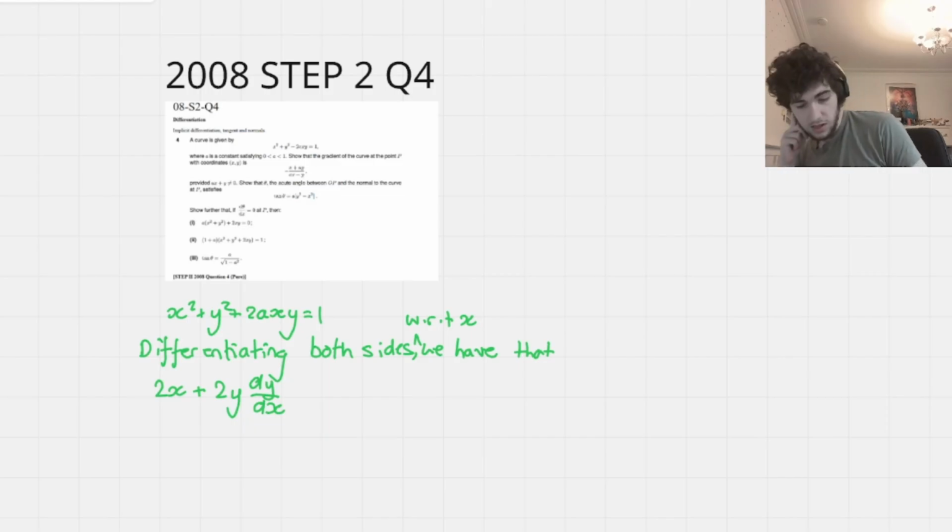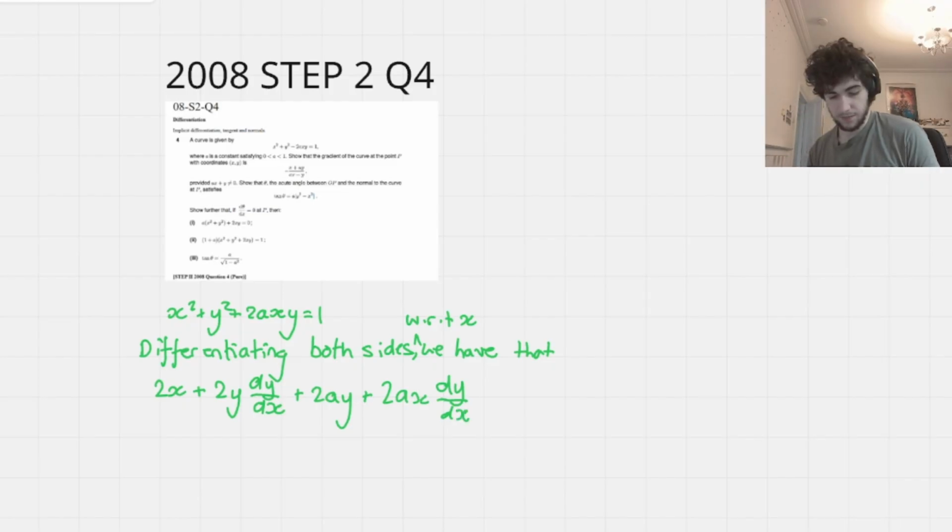So we need to use the chain rule. And then we have 2axy, which is an actual product rule usage. Differentiating 2axy gives us 2a times y, so plus 2ay, and then you differentiate the y, which gives you dy/dx. So you get 2ay, add 2ax dy/dx.